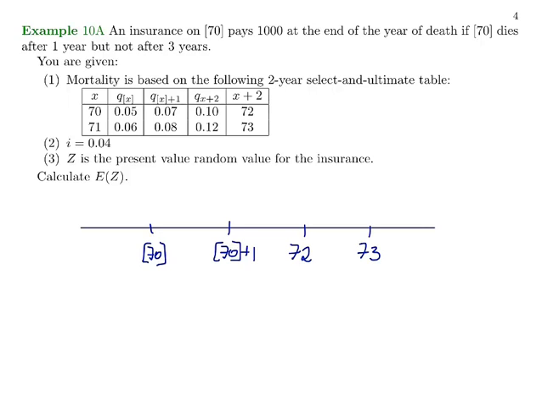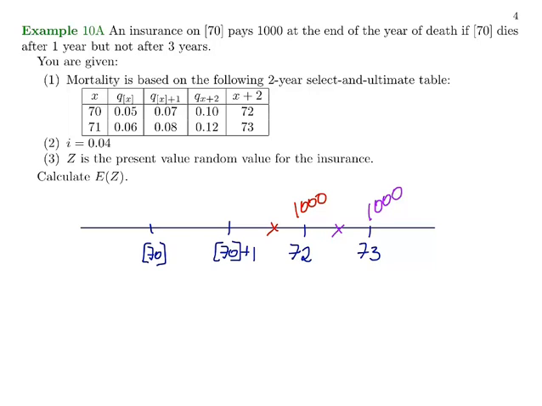The insurance here pays $1,000 at the end of the year if he dies after 1 year, but not after 3 years. In other words, if he dies between ages 71 and 72, he's going to get $1,000, or the beneficiary will, at the end of that year. Or if he dies between ages 72 and 73, he'll get $1,000 at the end of that year, and otherwise he doesn't get anything.